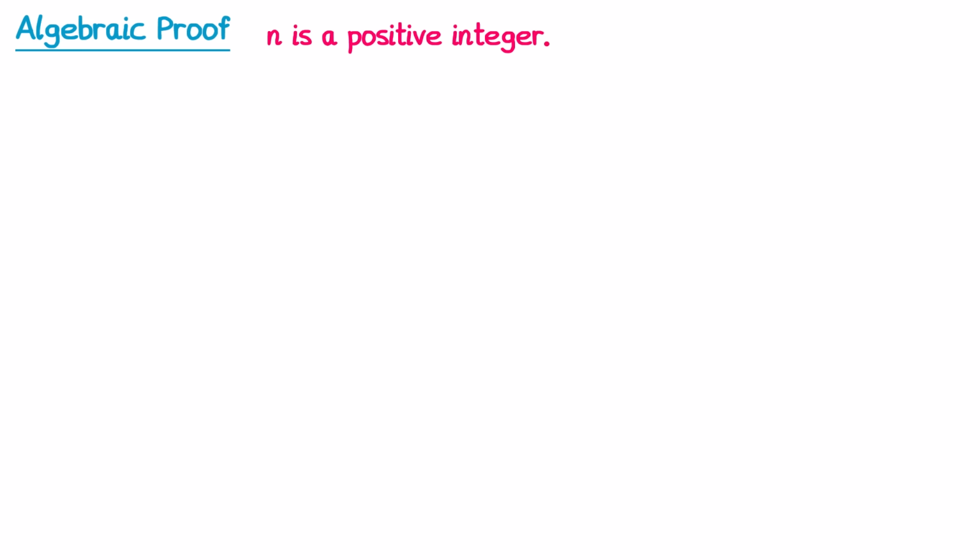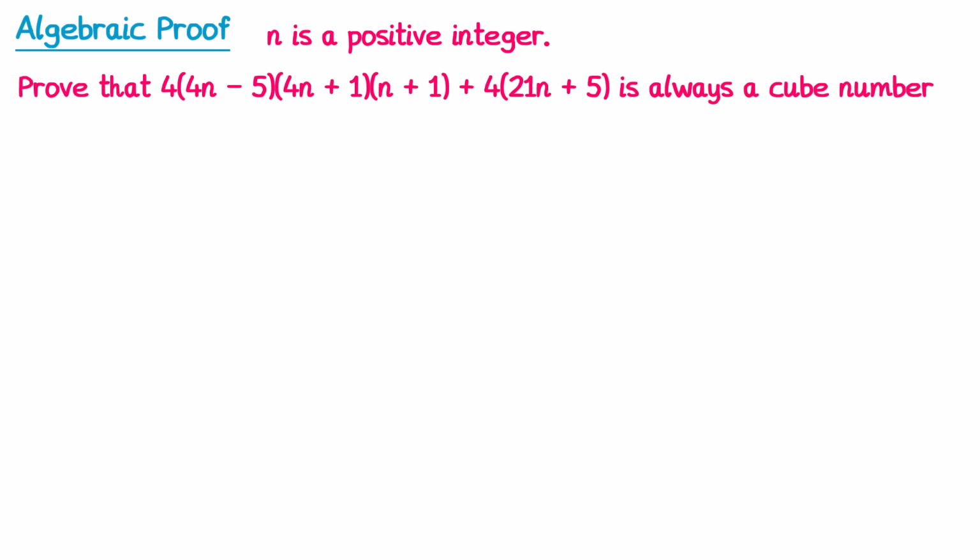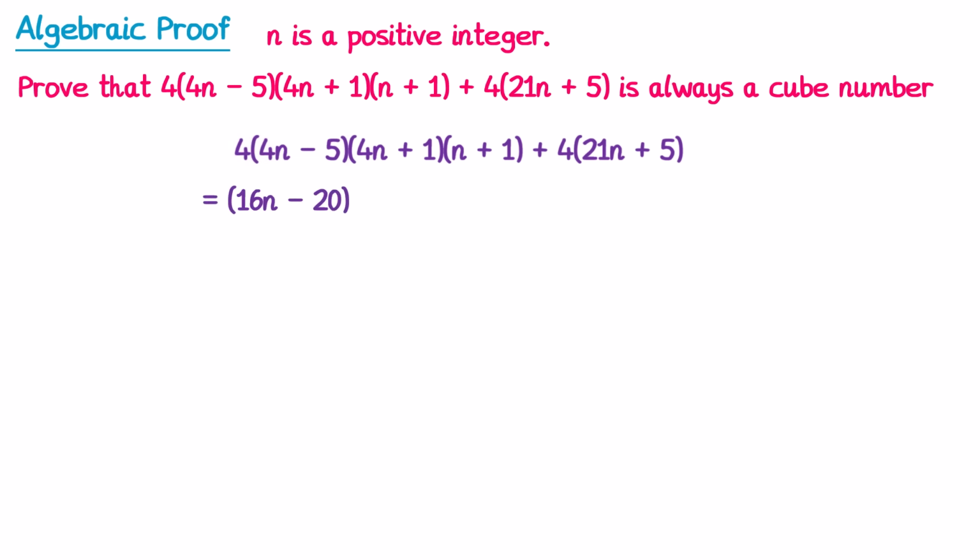In the next proof, n is going to be a positive integer, and we're going to prove that this is a cube number. So this is quite a long question. We're going to start by taking the expression, and I'm going to multiply 4 by 4n plus 5, which will give me 16n minus 20.